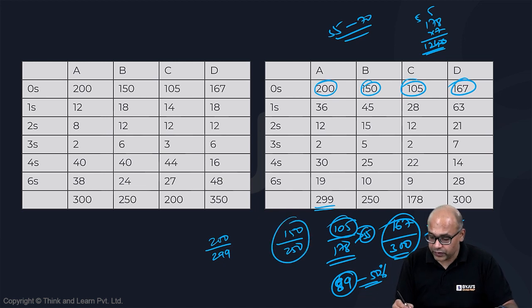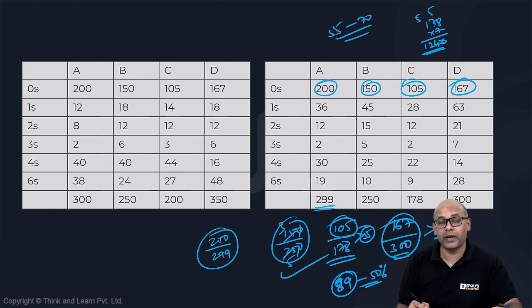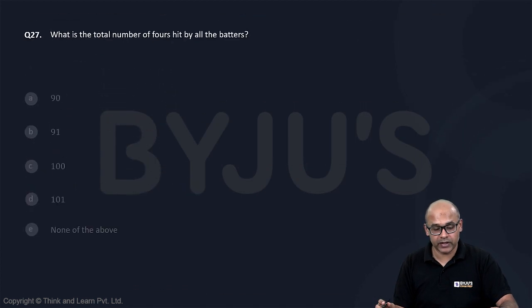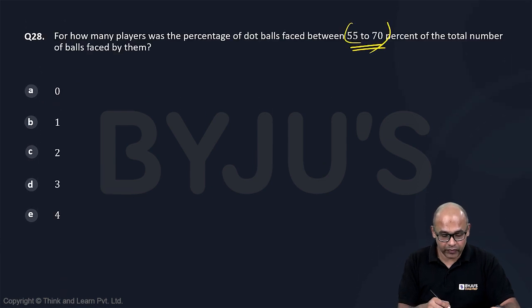What about this one? 150 by 250 is 3 by 5, which is 60. So this is also counted. So all three are counted as of now. This is 200 by, let's take approximately 300. This is 66.66, so the answer should be slightly more than 66.66. That is also fine. So all 4 will be counted. So the answer for this 28th question should be 4, option E.